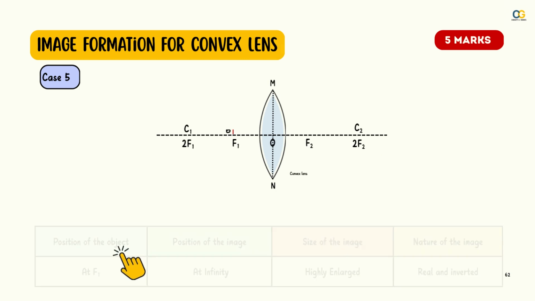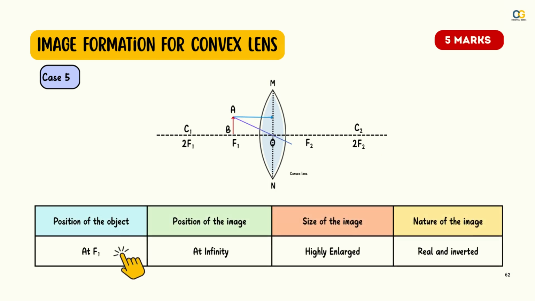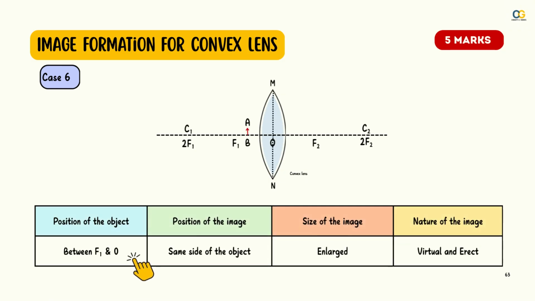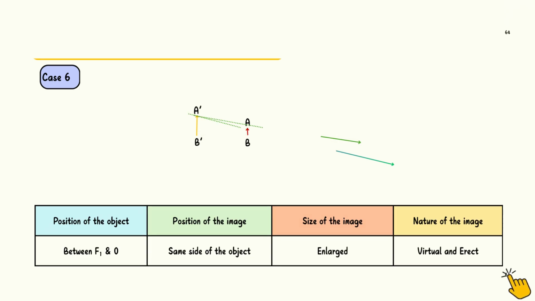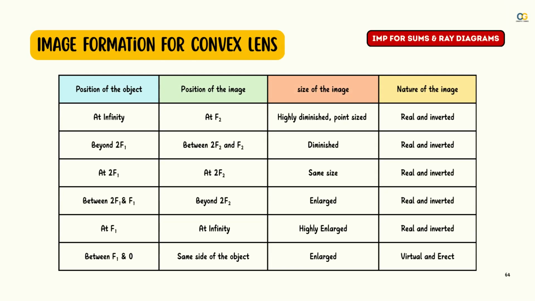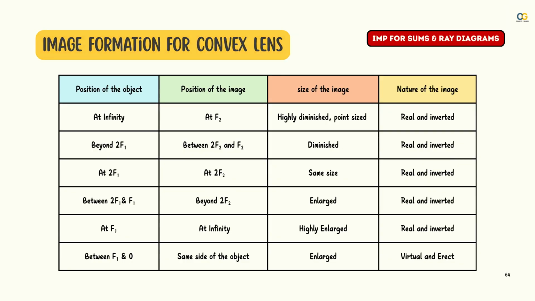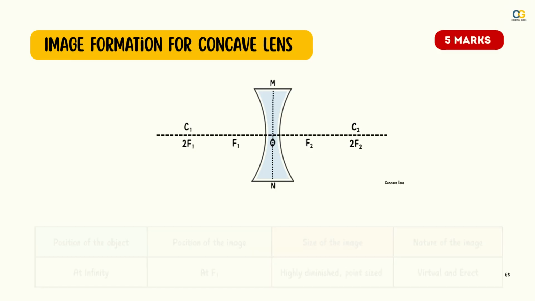Case 5, if the position of the object is at f1, the position of the image will be at infinity, the size will be highly enlarged, and the nature will be real and inverted. Case 6, if it is between f1 and o, the position of the image will be on the same side of the object, enlarged, virtual and erect. Again, this is a similar table for the convex lens, and if you notice, it is very similar to that of a concave mirror. Moving to a concave lens, we have only two cases.